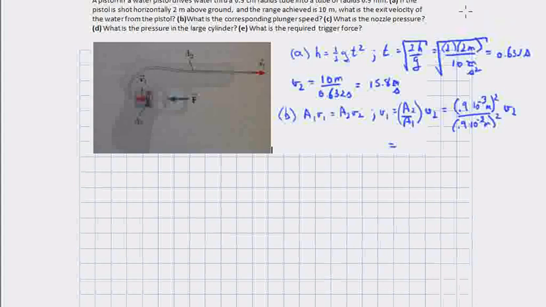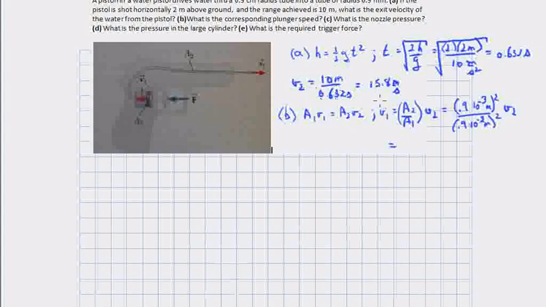To find the exit velocity, we can first of all find the flight time using h equals 1/2 g t squared, solving for t. t is equal to root 2h over g. The water will spend 0.632 seconds in the air, and then the exit velocity v2 from the water pistol can be calculated as the range, 10 meters, divided by the flight time, so that's 15.8 meters per second.